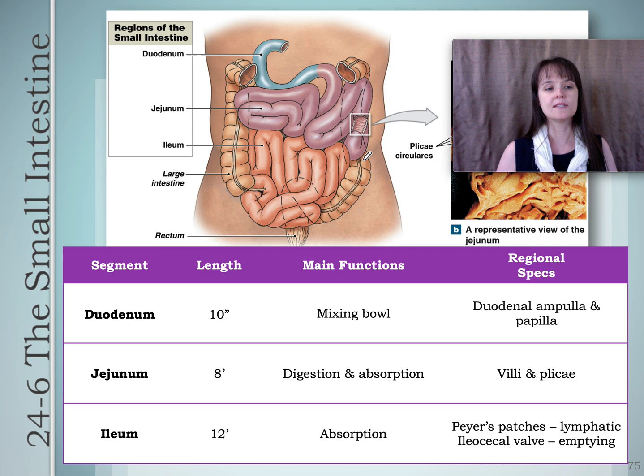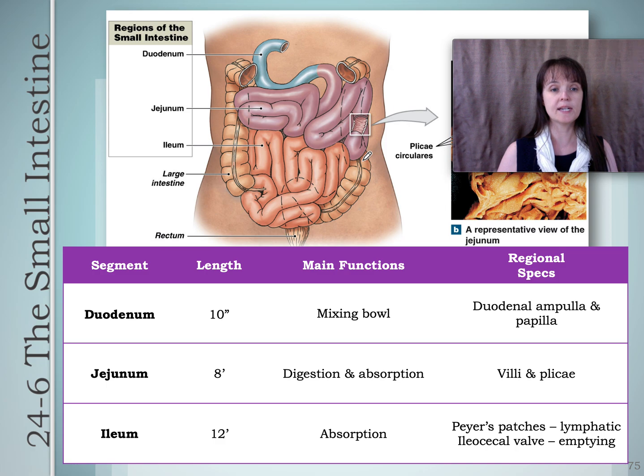The first part is the duodenum. It's about 10 inches long. It functions as a mixing bowl, and the major feature here is the major duodenal papilla. There's also the minor duodenal papilla and the accessory pancreatic duct, but only 10% of the population actually has an accessory pancreatic duct and a minor duodenal papilla.